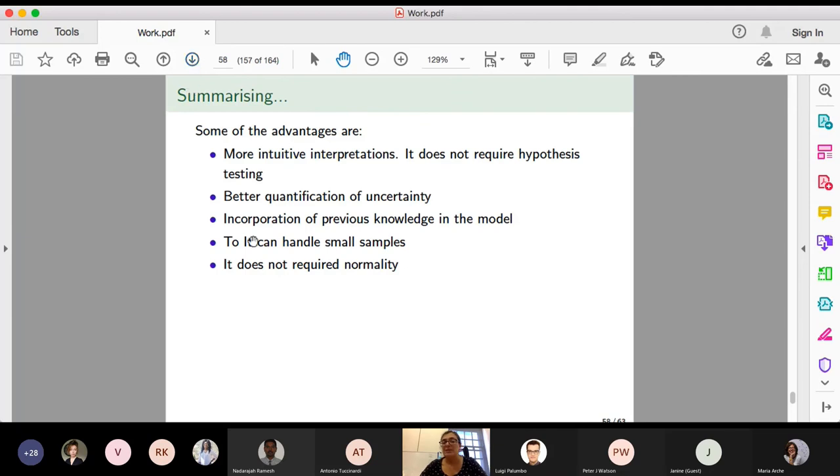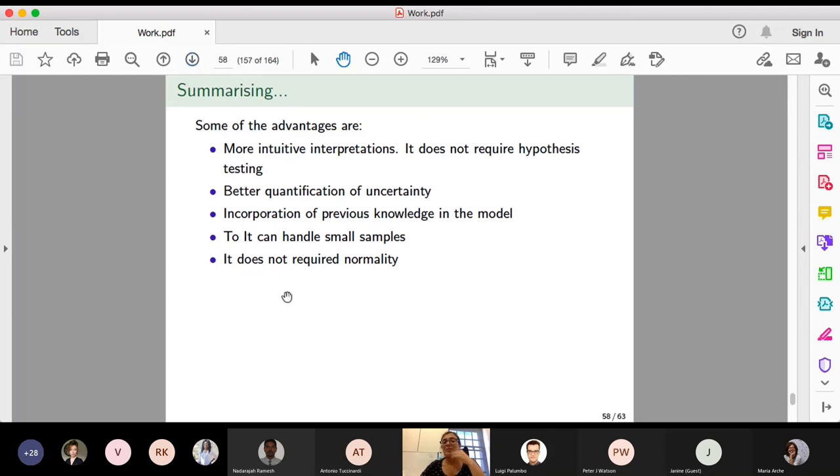So just to summarize, this is the last slide, I promise. Some of the advantages of the Bayesian framework would be that it has a more intuitive interpretation. People tend to interpret a confidence interval as a probability, but that's wrong. That's correct in the Bayesian approach, and there is a lot of research on these misinterpretations in scientific publications. It does not require hypothesis testing. We don't need to assume any value and test over and over again the same hypothesis. You have the whole distribution. You can evaluate any probability that you want.